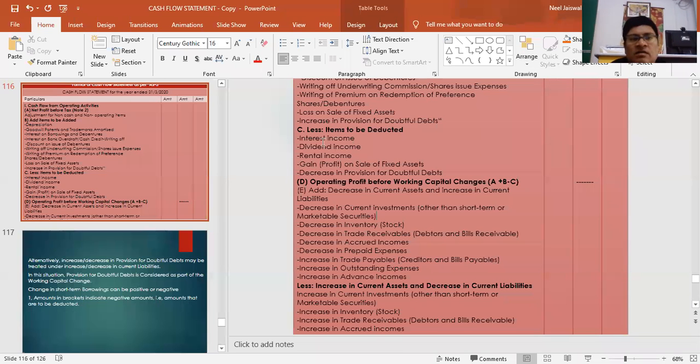So now we will start with this one. We have got operating profit before working capital changes, and the working capital changes part also we have done.